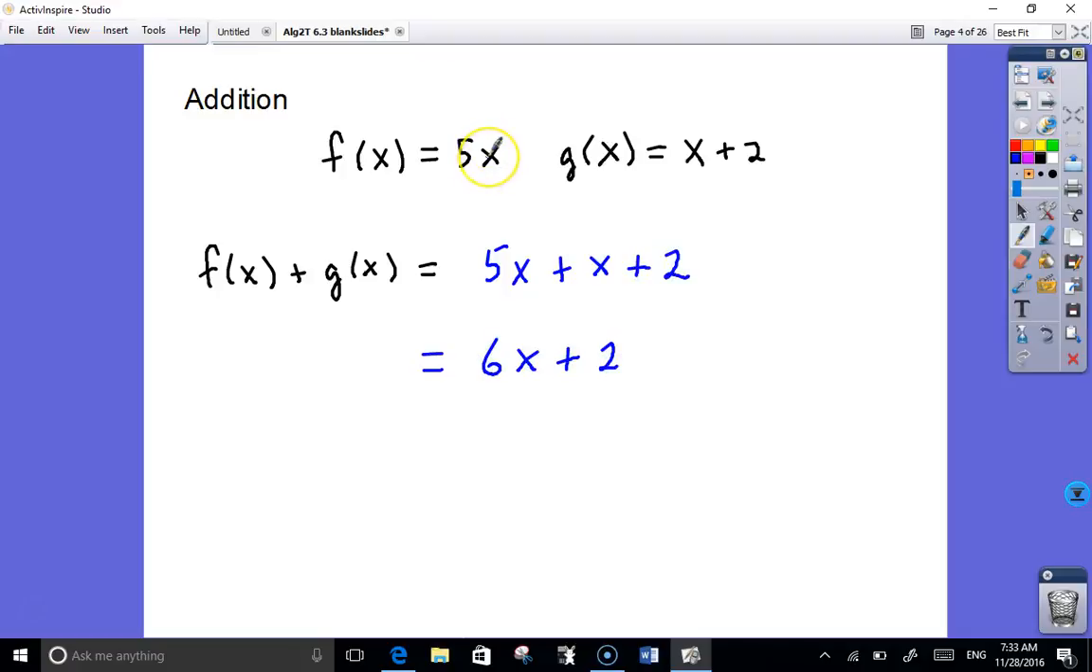Now, these functions, 5x and x plus 2, are polynomials. What's the domain of all polynomials? It's all real numbers. Remember, domain is all real numbers except those values that lead to restrictions, like dividing by zero or square roots of negatives. Nothing is going on when you do polynomials. So the domain of the sum of the two is still all real numbers.